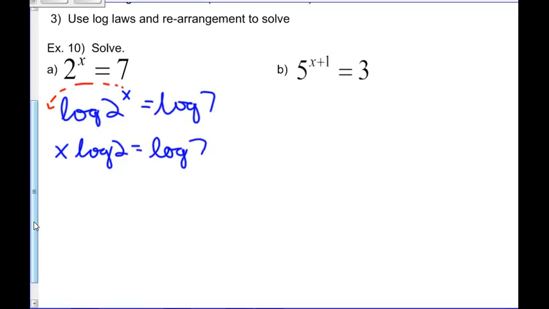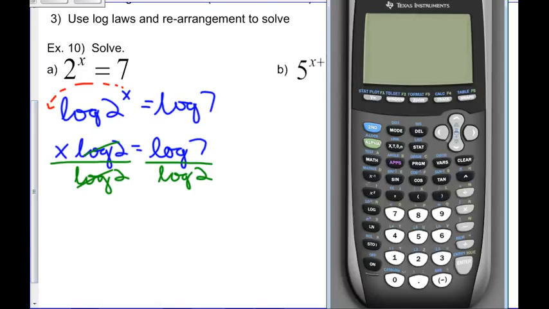Now to get x on its own, we just divide by log 2. Okay, and you can't just divide by log. That would be like dividing by plus. It doesn't make sense. It's something that does something to a number or a variable. So the log 2's are gone on the left. And on the right we have log 7 over log 2, which is unhelpful unless we get our calculator to give us a hand. So log 7 divided by log 2 gives us 2.81 as an answer.